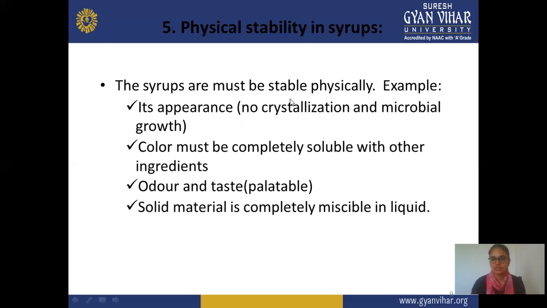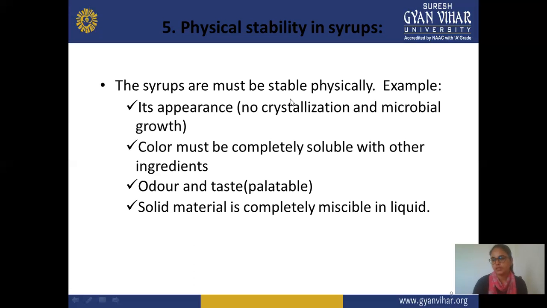In this example, you check the appearance; no crystallization or microbial growth is observed. Means you check by visual appearance directly, and with the help of the appearance, you can check whether any crystal growth or microbial growth is present in that syrup. Next, color must be completely soluble with other ingredients. If you are using some color in the syrup solution, then your color should be uniformly distributed, or the syrup should be in a uniform color, and no uneven color is observed in your syrup solution. It's completely uniform color syrup.